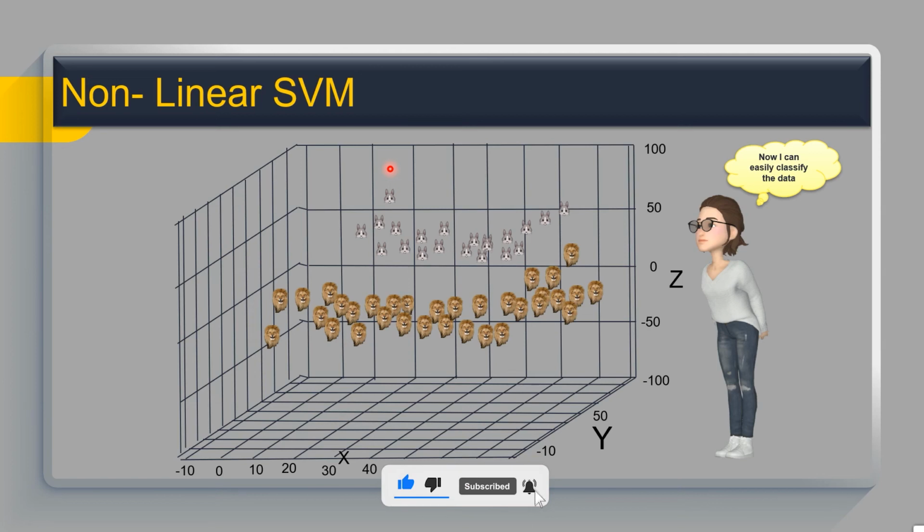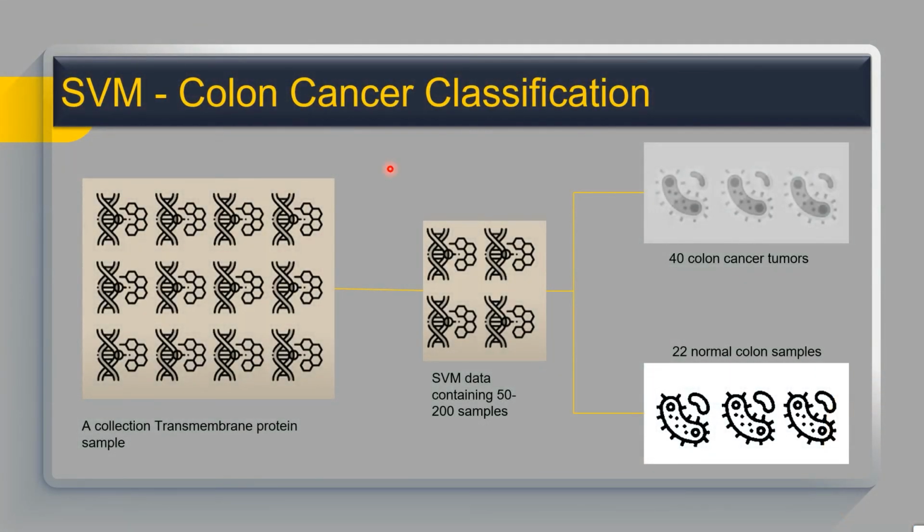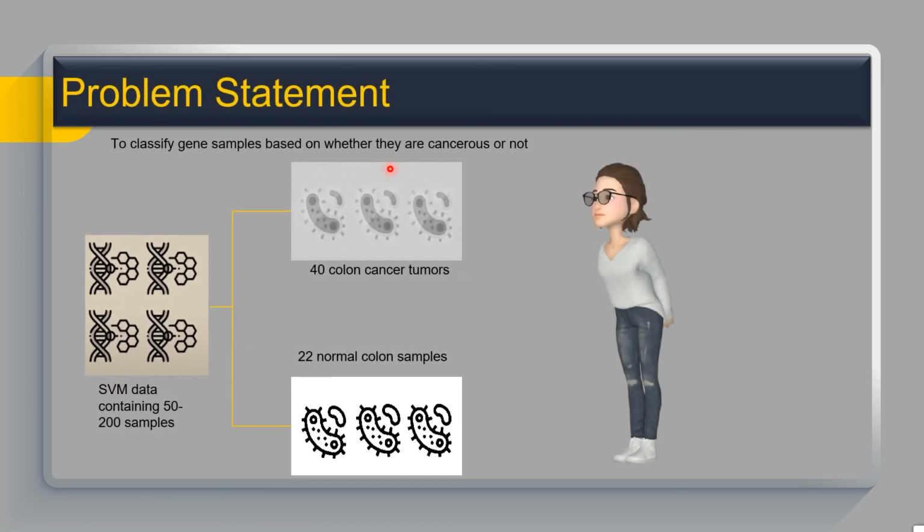So guys, I hope you have a good understanding about nonlinear SVM. Now let's look at a real world use case of support vector machines. So guys, SVM as a classifier has been used in cancer classification since the early 2000s. There was an experiment held by a group of professionals who applied SVM in colon cancer tissue classification. The dataset consisted of about 2000 transmembrane protein samples, and only about 50 to 200 gene samples were input into the SVM classifier.